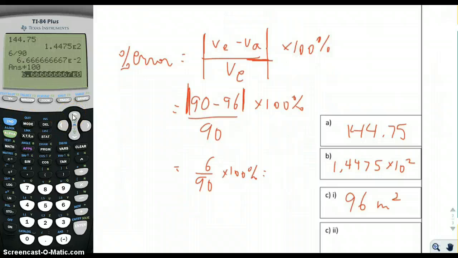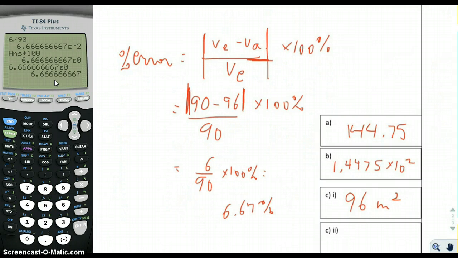Let's see. So what does this look like? Okay, not in scientific notation it is 6.6666, 6.67%. On the IB exam, you always want to give 3 significant figures. So this would be 3 significant figures, at least. If you don't want to give your whole calculator display, then you give 3 significant figures.